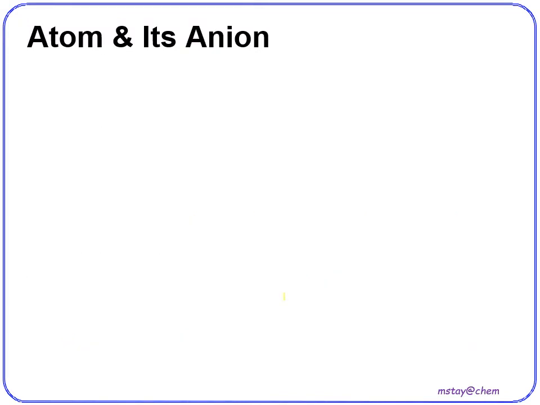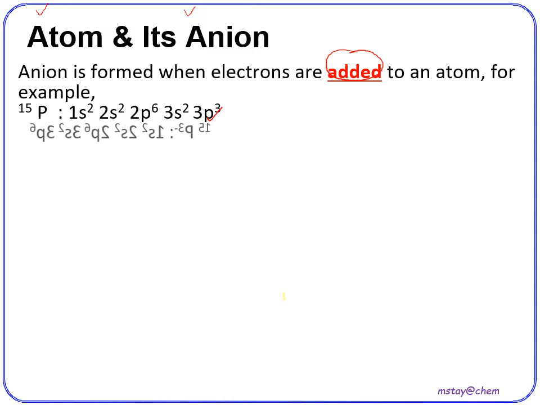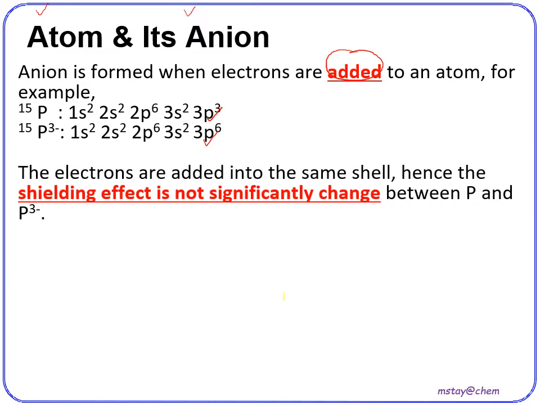Now it is time to compare the size of the atom and its anion. Again, an anion is formed when electrons are added to an atom. For example, the phosphorus atom has the electron configuration up to 3p3, while P3- goes up to 3p6. Based on this electron configuration, we see that the electrons are added into the same shell. This means that the shielding effect is not significantly changed between P and P3-.